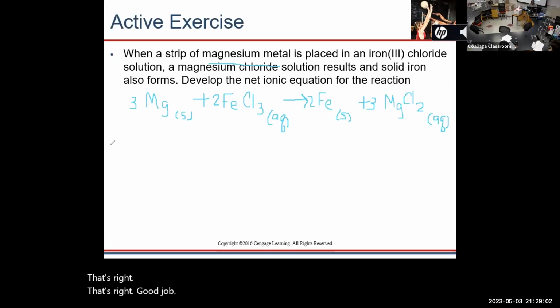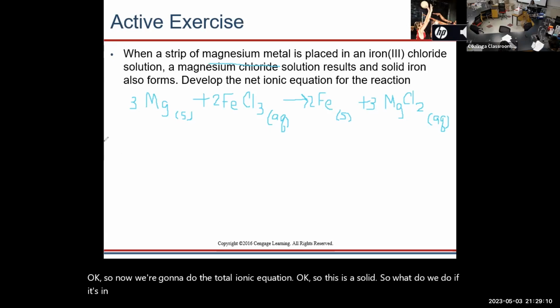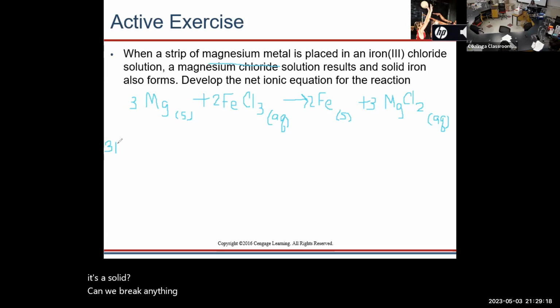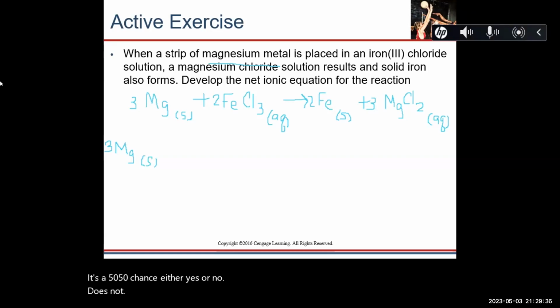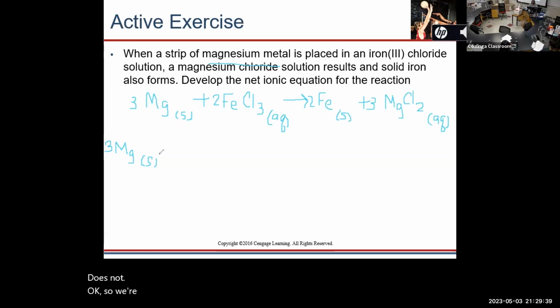Okay, so now we're going to do the total ionic equation. Okay, so this is a solid. So what do we do if it's a solid? Can we break anything down? So if it's a solid, liquid, or gas, do we do anything to it? It's a 50-50 chance, either yes or no. Does not. Okay, so we're not going to do anything to it. We're going to write it down as it is.